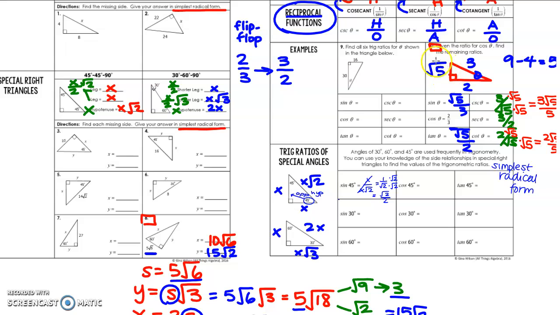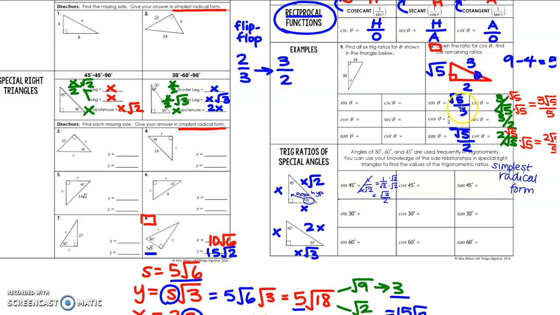So we first have to find that side opposite, and then we can go through and figure out the trig ratios. If I square 2, I get 4. If I square 3, I get 9. Oh, we're not adding. We have to take 9 minus 4, which is 5. So square root of 5 will be this side length. Okay, so to find the sine of theta, I'm going to take opposite over hypotenuse.